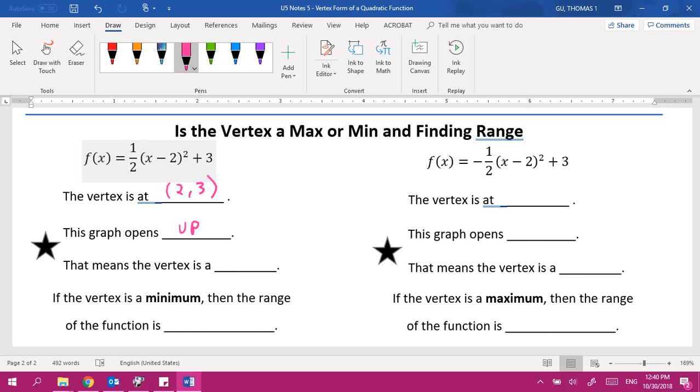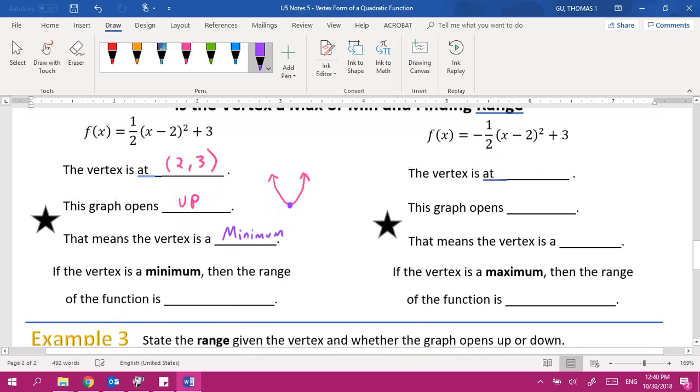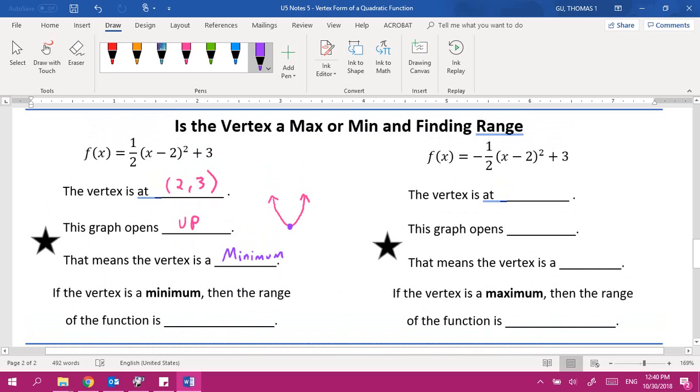So if the graph opens up, that means your graph generally looks like this, right? It's of this shape, which means your vertex would be down here, right? So if your graph opens up, that means your vertex is going to be a maximum or minimum? Minimum, that's right. Minimum. Do we spell min? Yes, if you want.